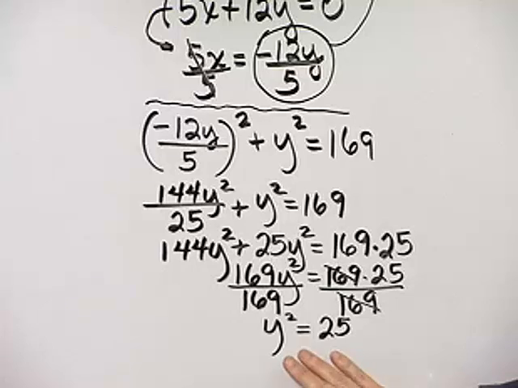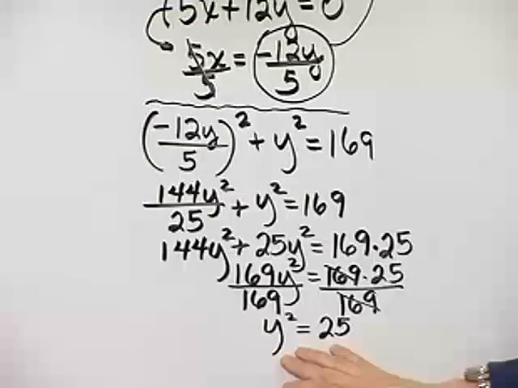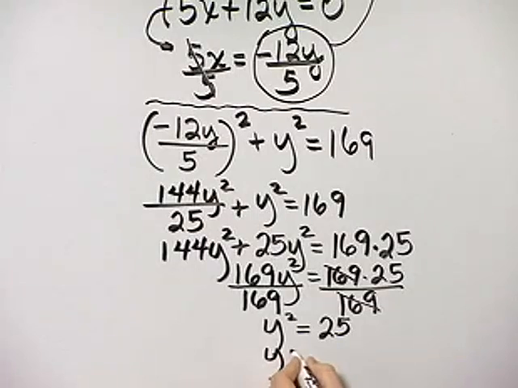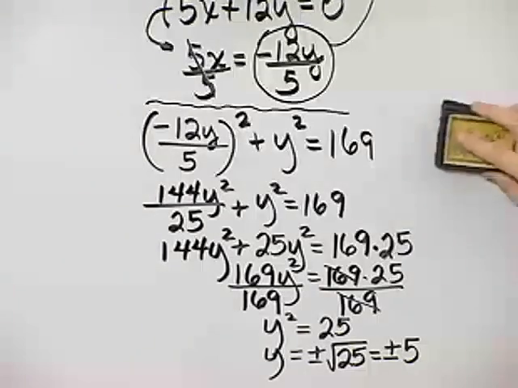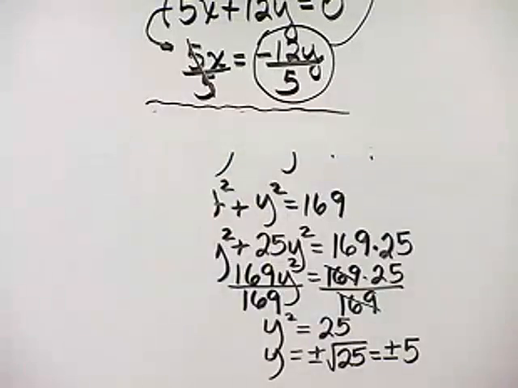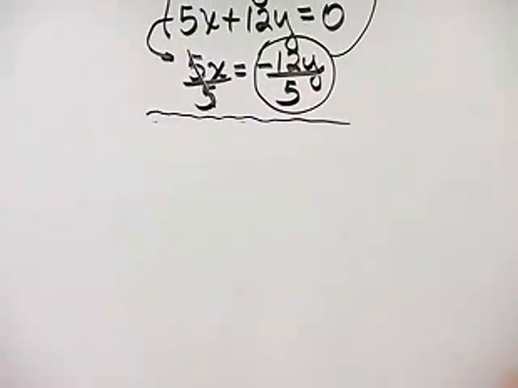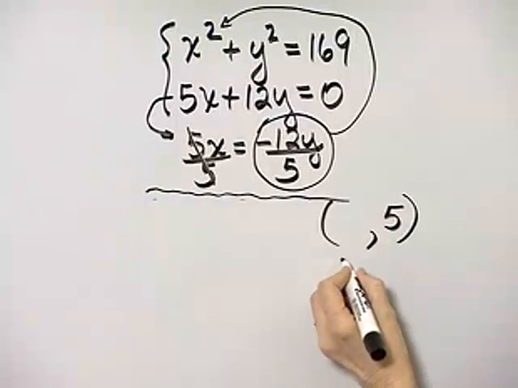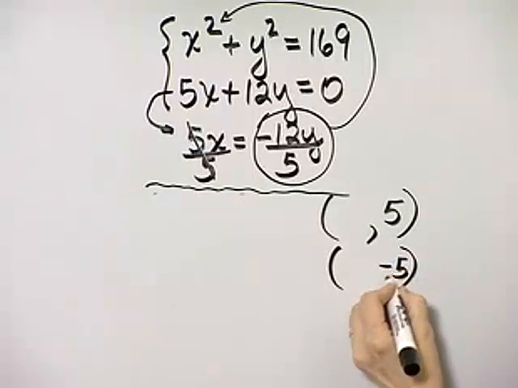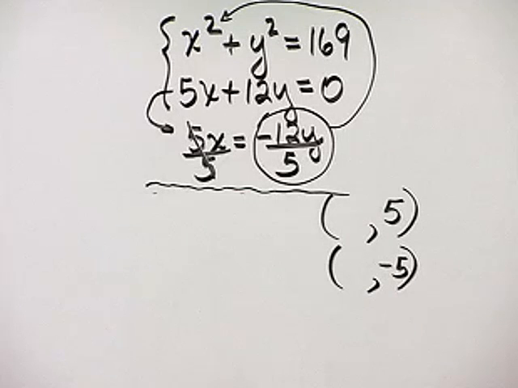Now remember your square root property? If y squared is 25, then y is plus or minus the square root of 25, which is plus or minus 5. So far I have that y is plus or minus 5. And I'm going to erase this. So I know that y is plus or minus 5. I don't know what that gets me yet. Now y is either positive 5 or y is negative 5.